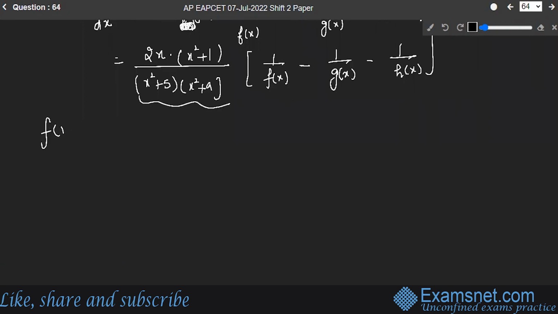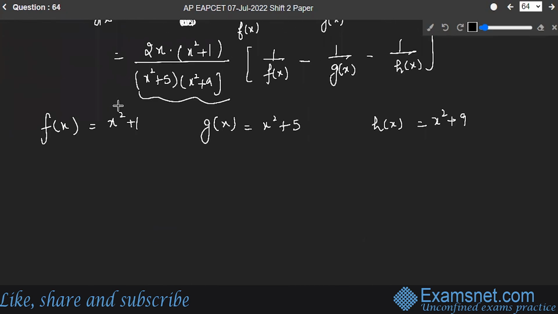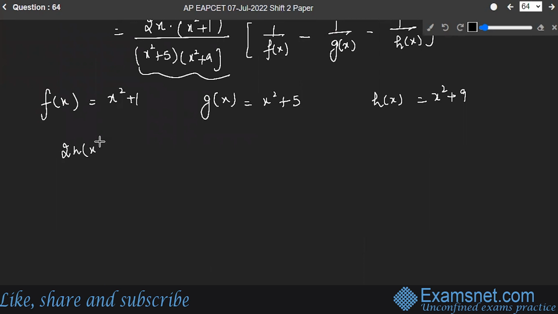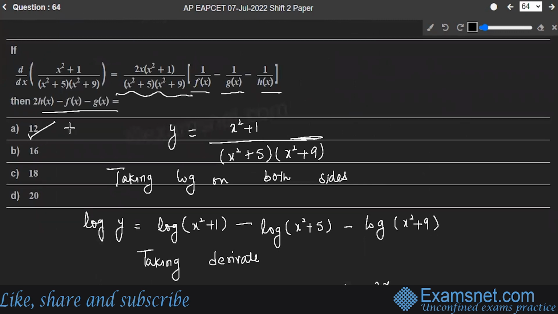So that means f(x) is equal to x squared minus 1, g(x) is equal to x squared plus 5, and h(x) is equal to x squared plus 9. So what we had to find out? 2h(x) minus g(x) minus f(x). So 2(x squared plus 9) minus (x squared plus 5) minus (x squared minus 1). This is equal to 2x squared plus 18 minus x squared minus 5 minus x squared plus 1. Everything with x cancels out and you will have 12 as your answer. So option A is the correct answer to the question.